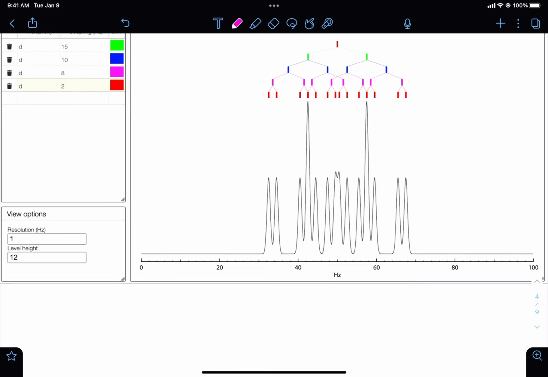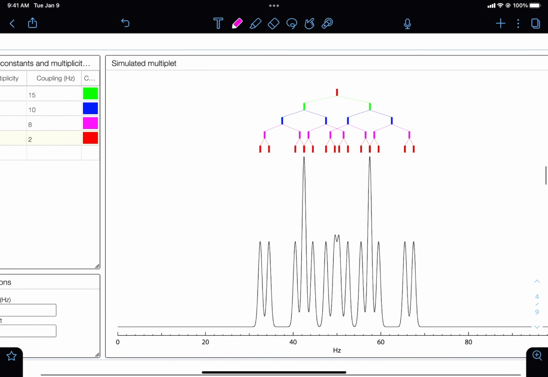Regardless, you can see that tree at the top, that hierarchy. Our center signal, again, is centered at 2500. Then we have the wide doublet first. So we split our original signal into 2 new signals. That's our doublet of 15. Those green signals are each split into their own doublet of 10. Those blue signals are each split into their doublets of 8. And you can see the overlap, right?